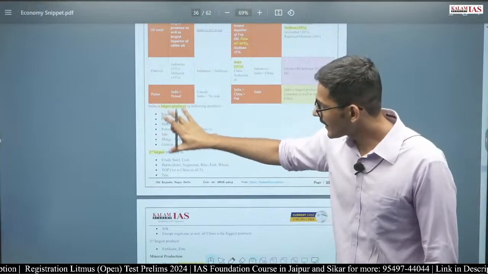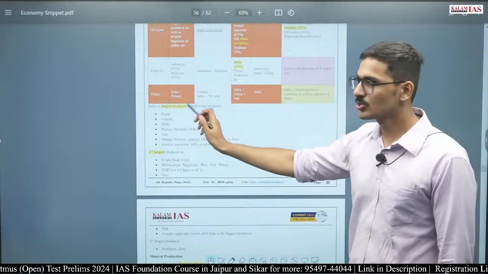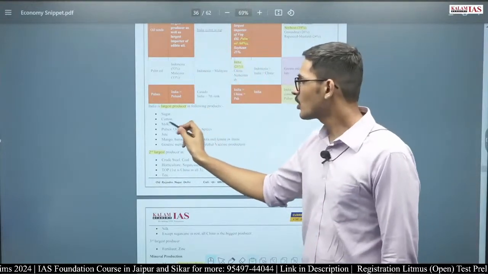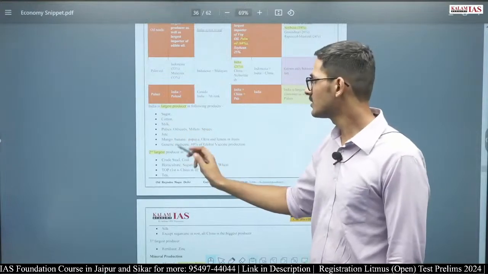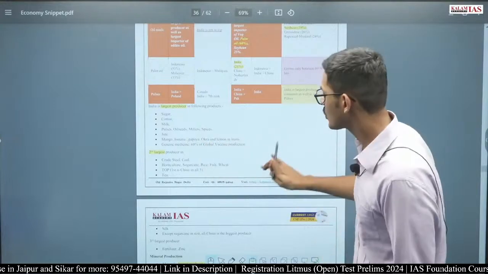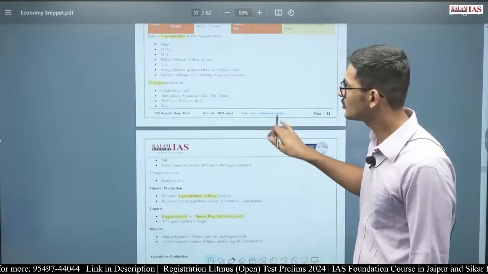Again, I have given the list from the above chart only. India is the largest producer in sugar. In sugar, India is the largest producer, and in sugarcane, Brazil. Cotton, India is the largest producer. Milk, pulses, oil seeds, millet, spices, jute, mango, banana, papaya, okra, lemon, fruits. Now you have to look at this list multiple times. Second largest producer in all these things.